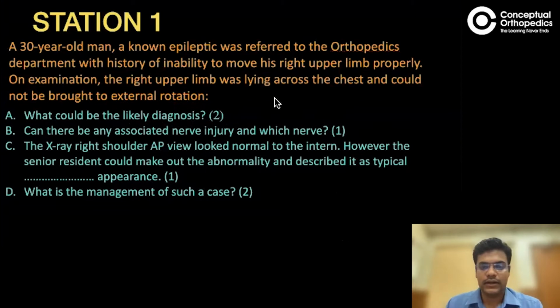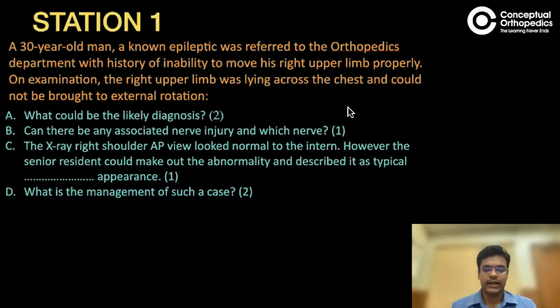Epileptic injury, a known case of epilepsy with the right upper limb lying across the chest, most commonly denotes shoulder dislocation, that is posterior shoulder dislocation. And yes, there are chances of nerve injury, and most commonly the axillary nerve. The AP X-ray looks normal to an intern, but only a trained eye can recognize the light bulb sign, that is a typical appearance. And what could be the management of such case?